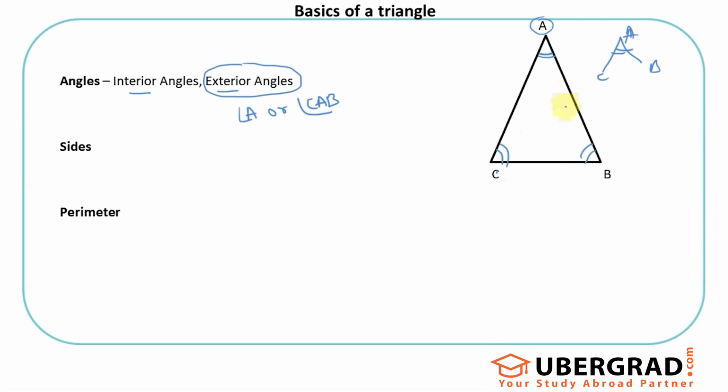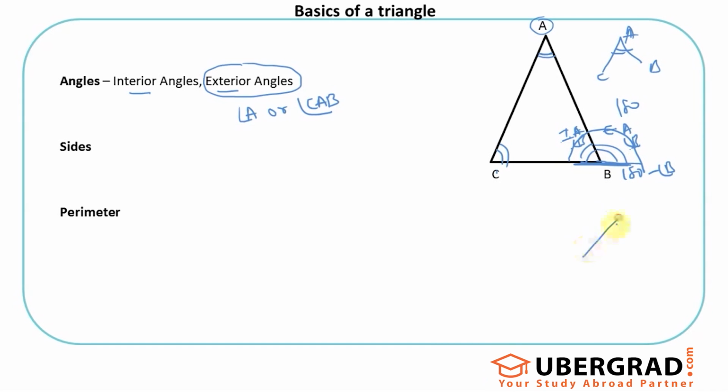And if I'm talking about an exterior angle for B, this is the exterior angle. So if this is angle B, the interior angle, the exterior angle for angle B would be 180 minus the interior angle. Why? Because this is a straight line, so this total sum has to be 180. So the interior angle and the exterior angle will always sum up to 180.